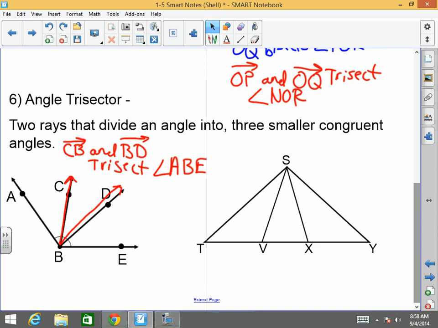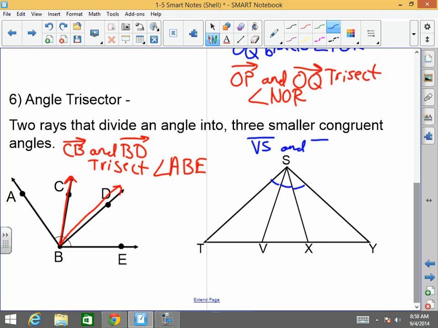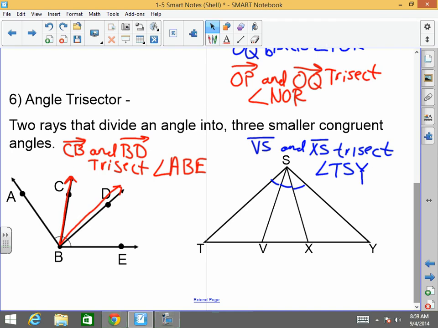If I had it in a triangle mode like this, and I said to you, this guy is congruent to this guy is congruent to this guy, I can now say segment VS and segment XS, or I could have reversed it, SV and SX, trisect angle. What angle does it trisect, my brothers? TSY. Absolutely. Awesome. And literally, that's the lesson.